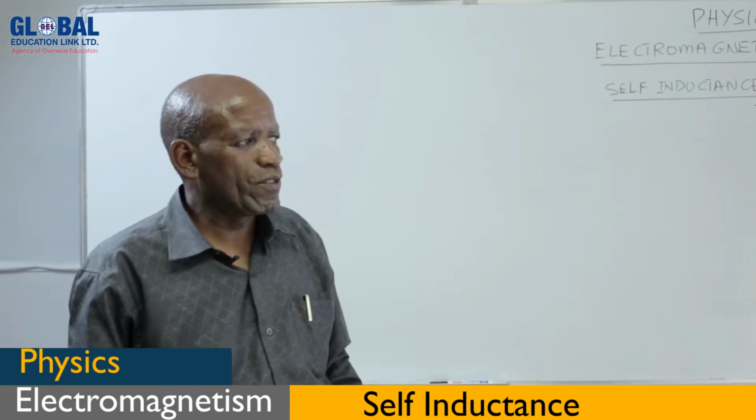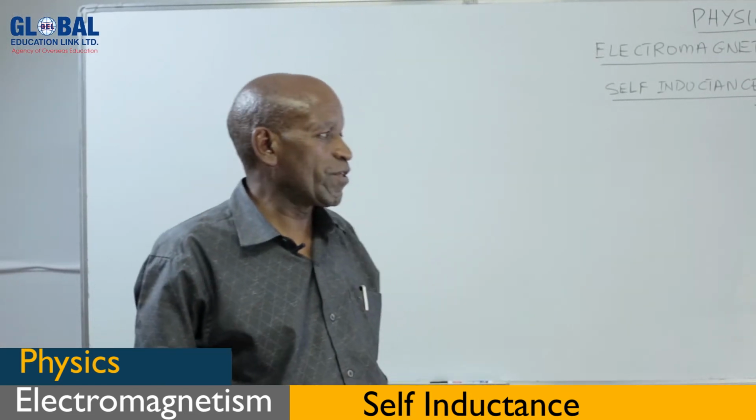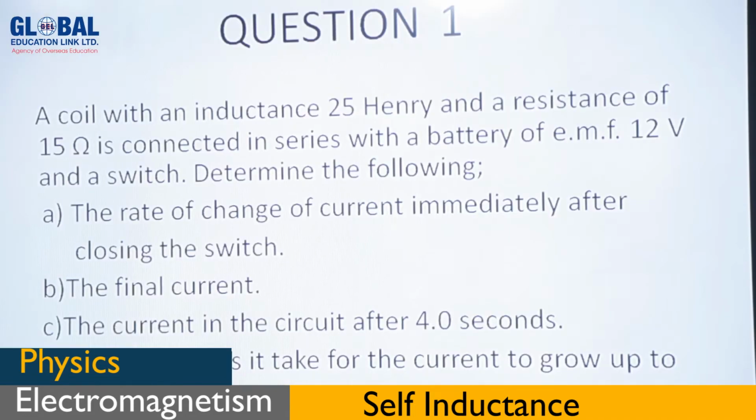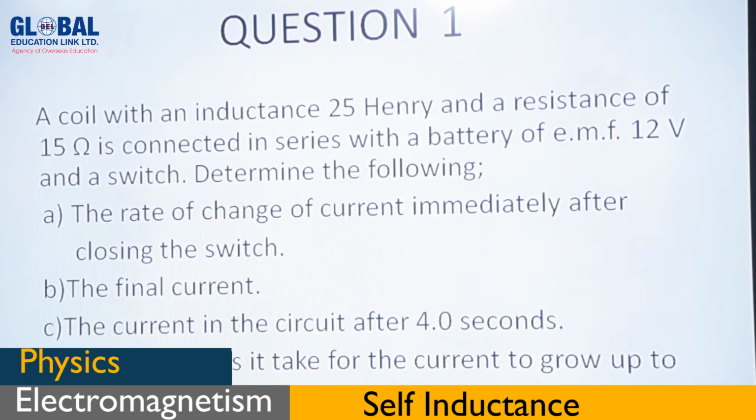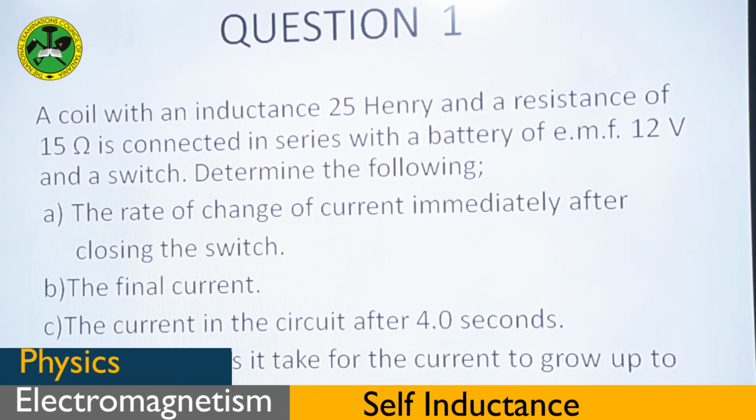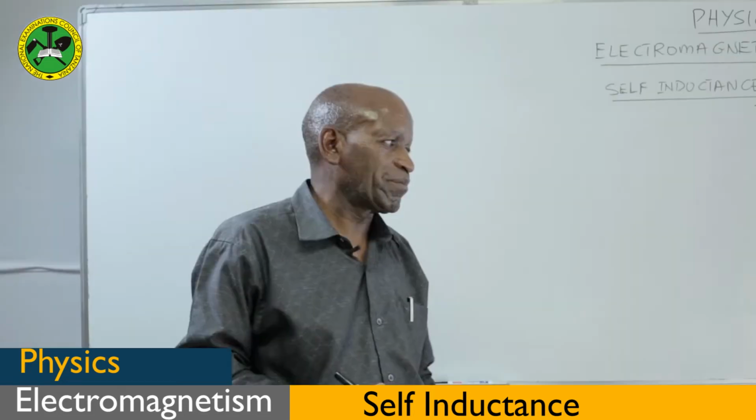Okay, students, let's go to our first question. Our first question goes like this. A coil with an inductance of 25 henry and a resistance of 15 ohms is connected in series with a battery of EMF 12 volts and a switch. Determine the following. A, the rate of change of the current immediately after closing the switch. B, find the final current. C, find the current in the circuit after 4 seconds. D, how long does it take for the current to grow up to 0.45 ampere?